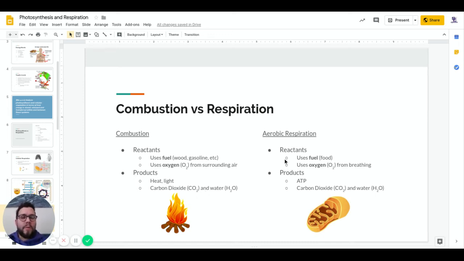Now, aerobic respiration that we're going to talk about first, it's very similar. It uses fuel, it uses oxygen. The fuel in this case is your food. The oxygen comes from your breathing. The product we make here is going to be ATP, that chemical currency that you're trying to make in your cells. And we breathe out carbon dioxide and water because those are the waste products of that. So it's like little fires happening in your body all the time.